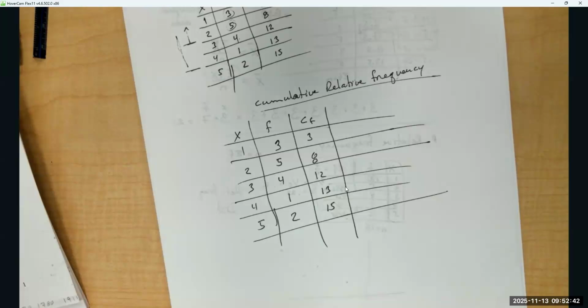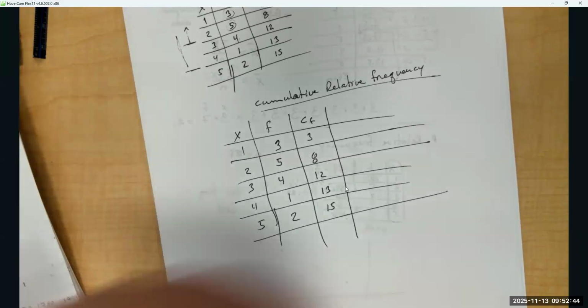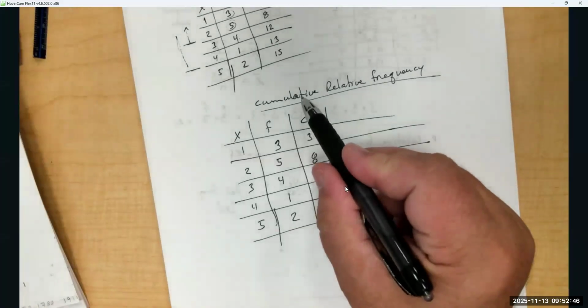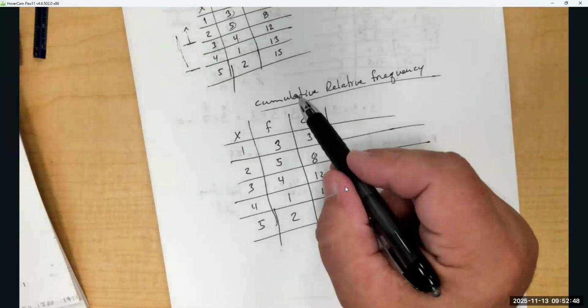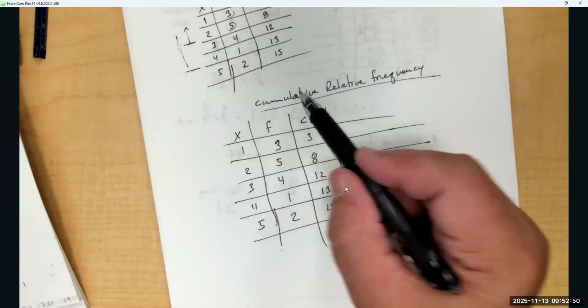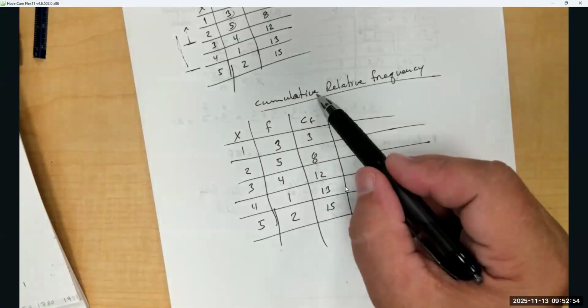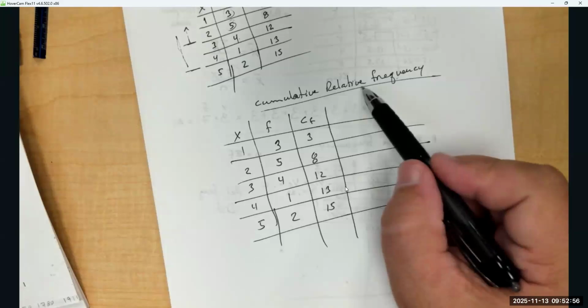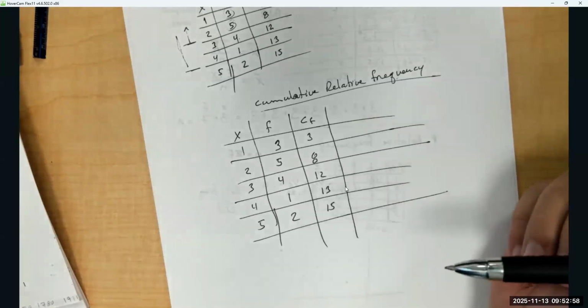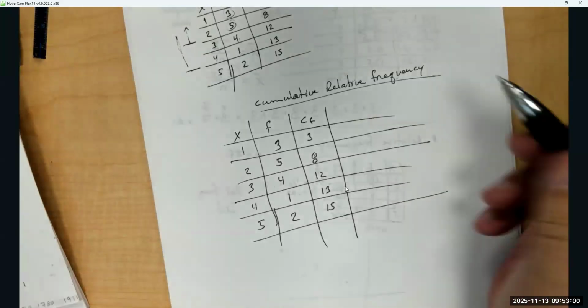It's in the words, it's in the name. Cumulative. What does cumulative mean? It's collective. It's a running total. Of what? Running total of what? Do you have a relative frequency? So how do you find a relative frequency?